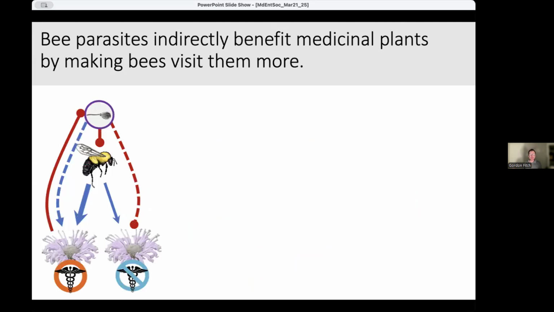And so it paints this picture of kind of a complicated little flow diagram. So I'll walk us through it. What seems to be happening is that these parasites are negatively affecting bees, but they're also shifting their foraging preferences. So now they're preferring to feed on these medicinal plants at the cost of visiting these non-medicinal plants. And so there's this indirect positive benefit of the parasite on the medicinal plants, even as the medicinal plants are having this direct negative effect on the parasite by literally killing them.